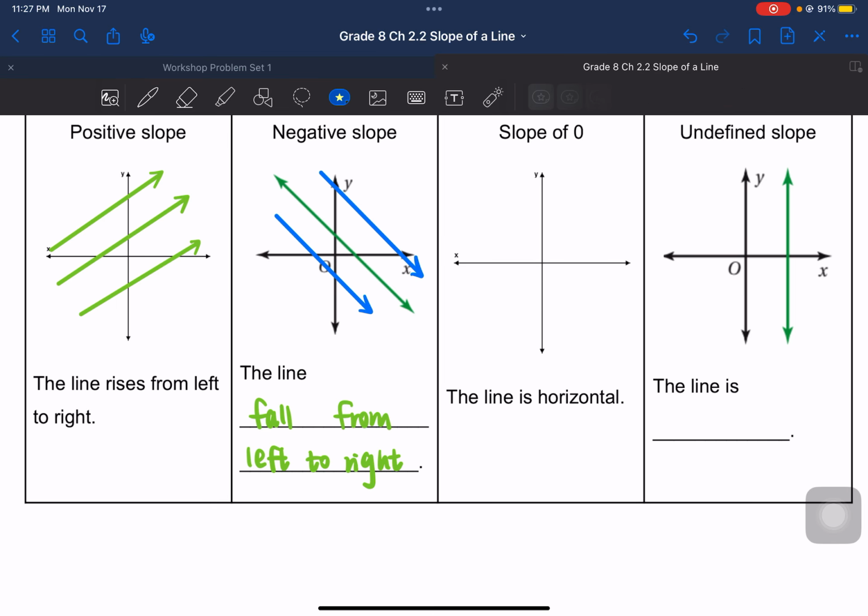And then let's see, when the slope is 0, the line should be horizontal, because if the slope is 0, that means we should have 0 on top, which means the change in y should be 0. It's not changing vertically, so it stays on a horizontal line. It could be here or there or down here. Okay.